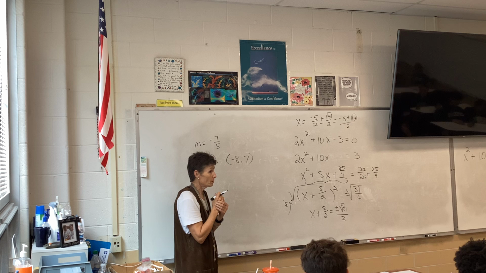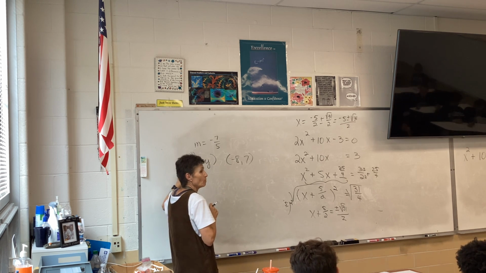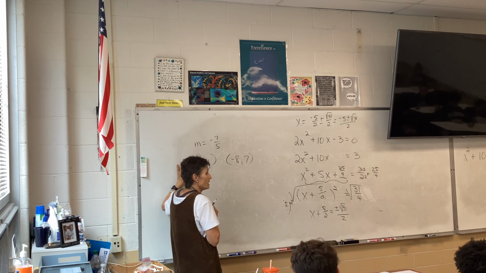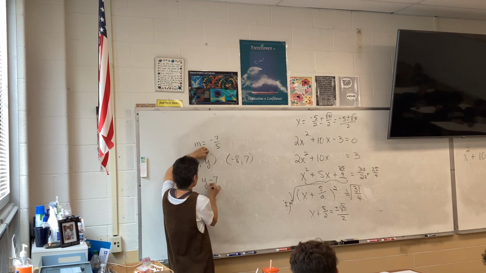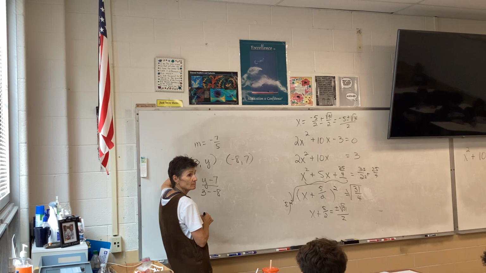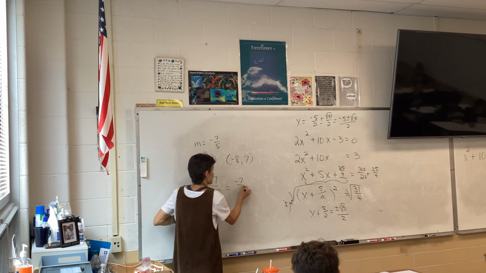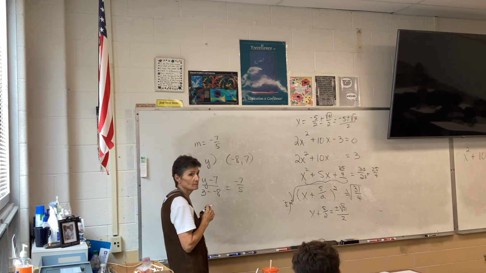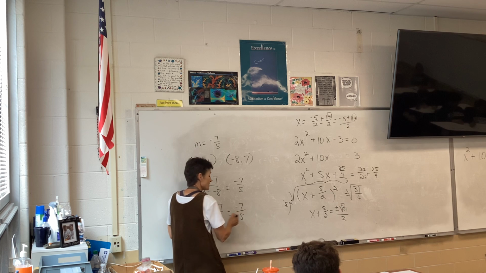Set up our slope formula. So we can actually do point slope if you wanted. I think that's a little extra work. I think I'll just set up the slope formula. So slope will be y minus 7 over 3 minus negative 8. And that has to equal negative 7/5. So y minus 7 over 11 equals negative 7/5.